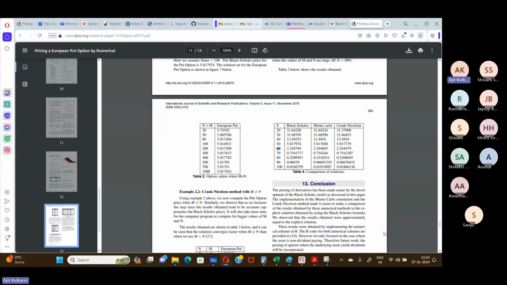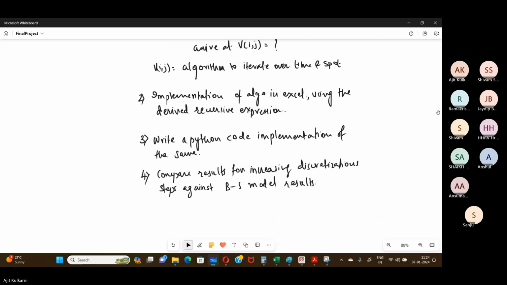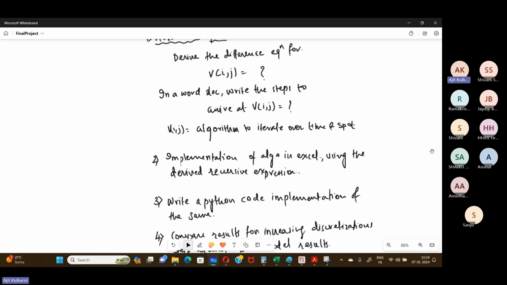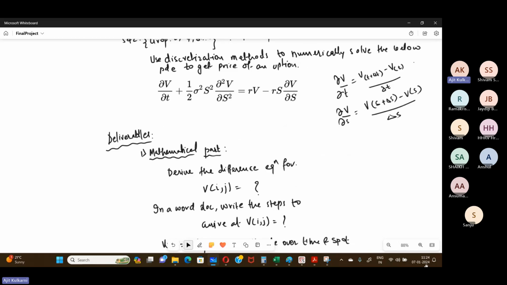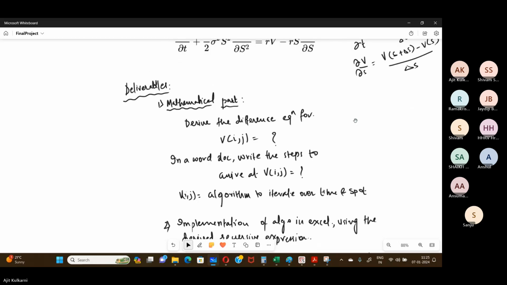Okay, so depending on whether you're in group 1 or 2, I mean even number group or odd number group, you'll be working on either a call option or a put option. Okay, so even set of groups will work on call option, odd set of groups will work on put option. Any questions so far? Any questions from anyone?